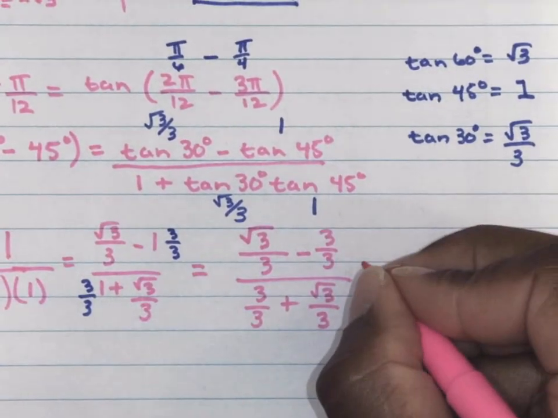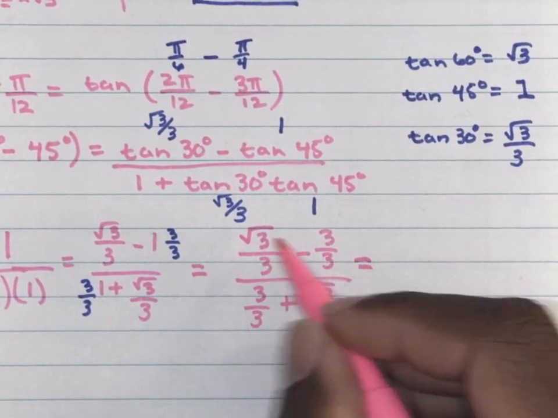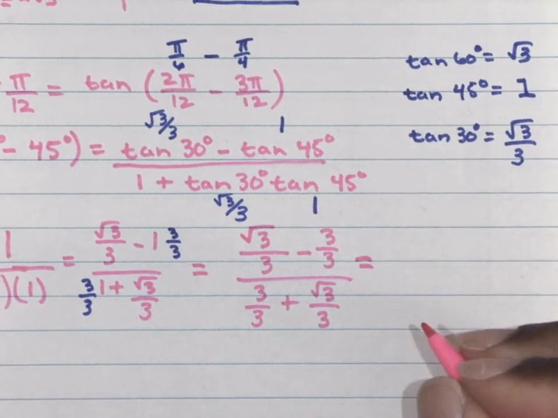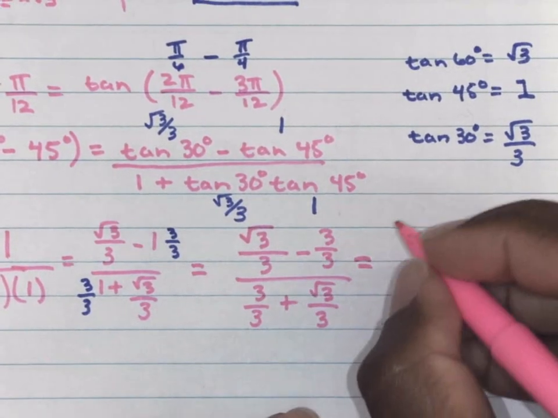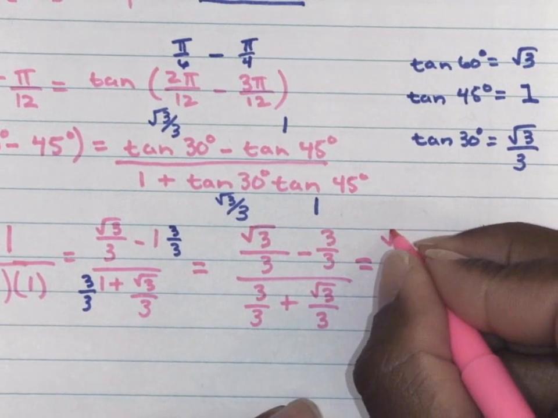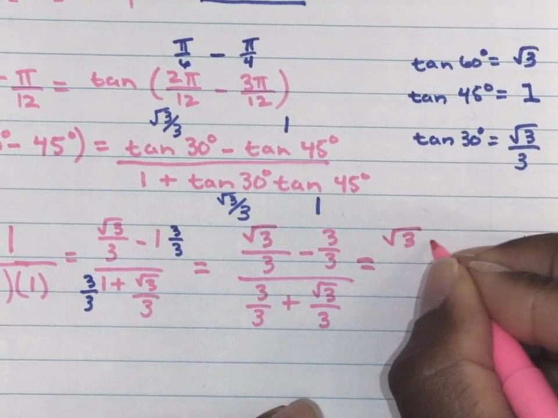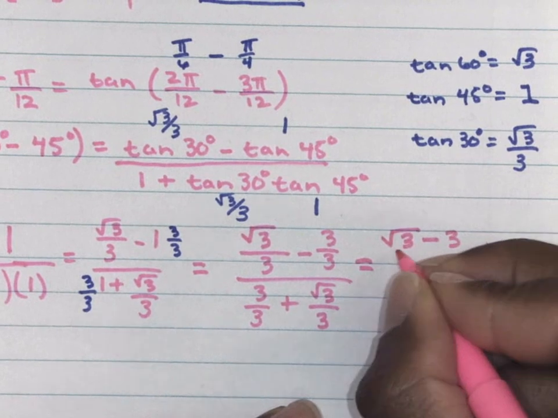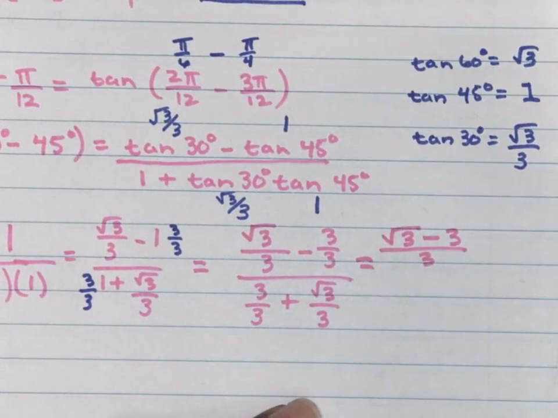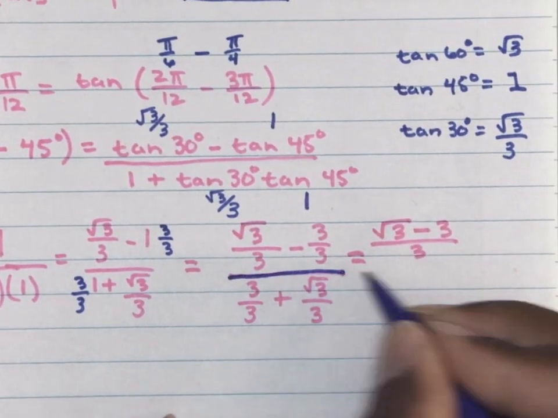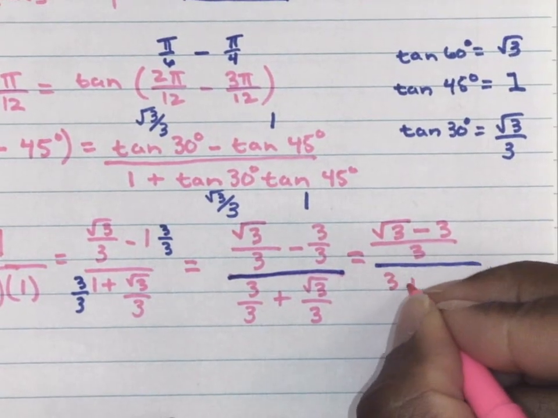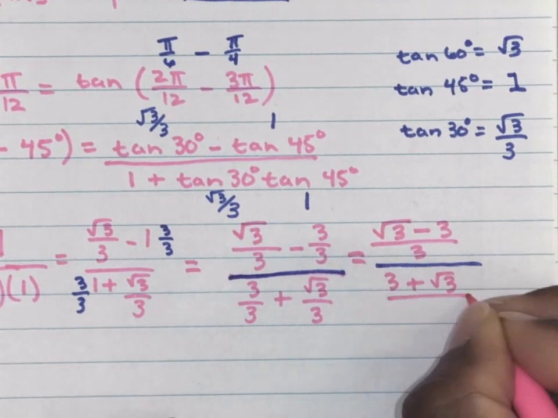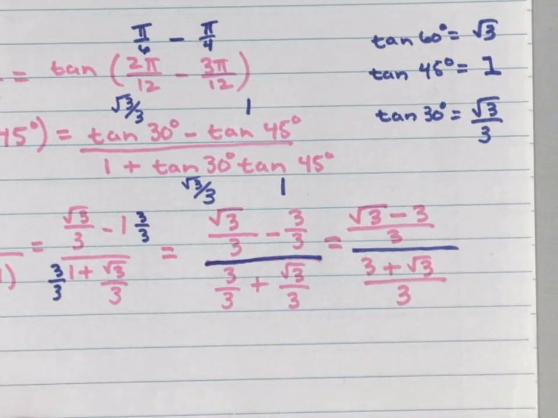Then I'll put them together. Since this is a square root and this is not, I can't say this equals 0 because that just wouldn't be true. I keep them separate, but I can write them as one fraction as I just put them next to each other. So that's the top. And then on the bottom, I've got 3 plus root 3 all over the same 3 because the denominators are together.